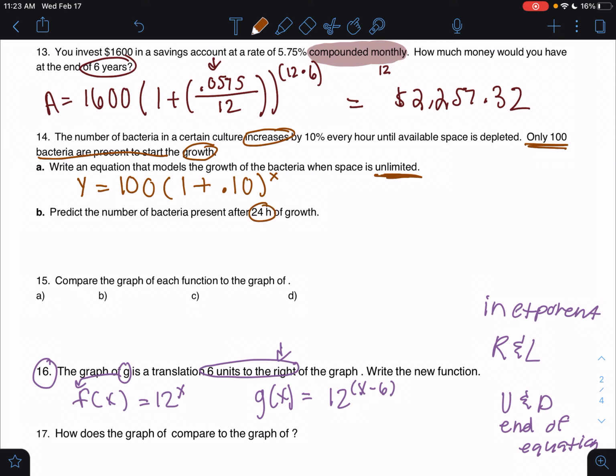But now we want to know after 24 hours of growth. So we're going to replace that x with 24. So y equals 100. I'm going to go ahead and simplify that to 1.1 to the 24. And we should get 985 bacteria.